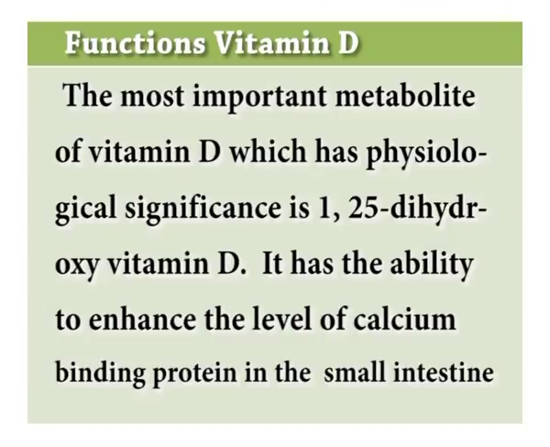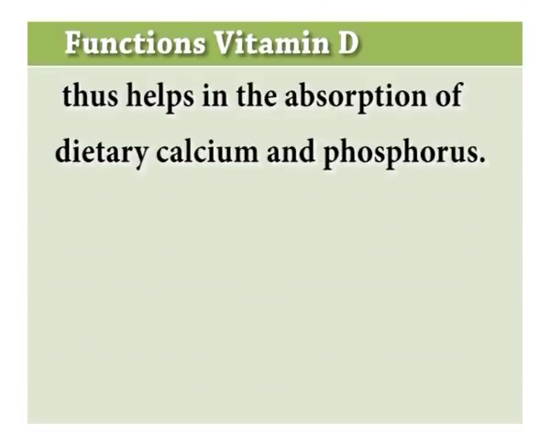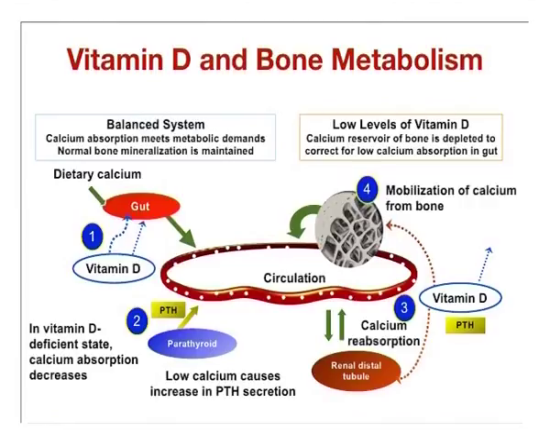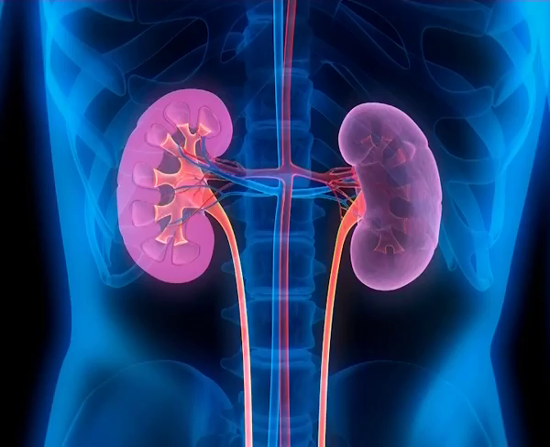Let's know about the functions of vitamin D. The most important metabolite of vitamin D, which has physiological significance, is 1,25-dihydroxy vitamin D. It has the ability to enhance the level of calcium binding protein in the small intestine, thus helping in the absorption of dietary calcium and phosphorus. Mobilization of calcium and phosphorus in association with parathyroid hormone occurs in the bone due to vitamin D. In the kidney, vitamin D promotes reabsorption of calcium.